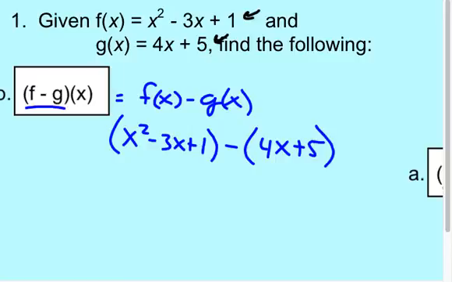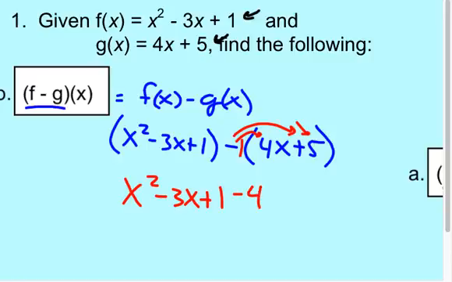Now when we worked with polynomial functions last chapter, in chapter 7, we would always get the negative 4x, but we wouldn't change the sign of the 5. So I'm just going to drop parentheses. Now the first polynomial here, you don't do anything with because you're not subtracting that. You're subtracting this one. So I'm going to distribute that. It's like distributing a negative 1 through there. Negative 1 times 4x is negative 4x, and negative 1 times 5 is negative 5.